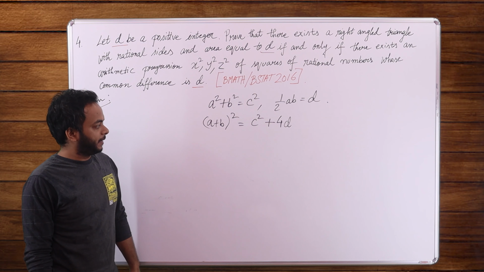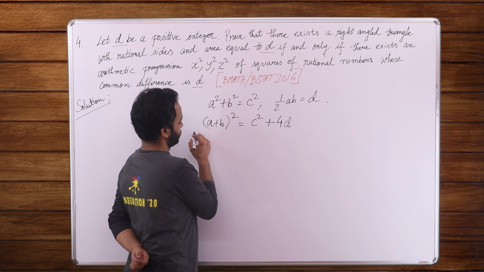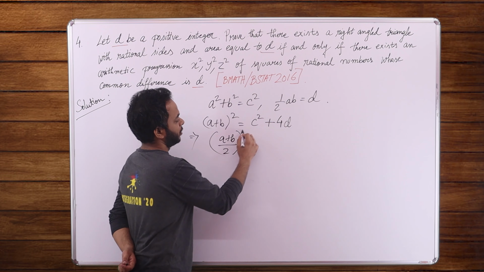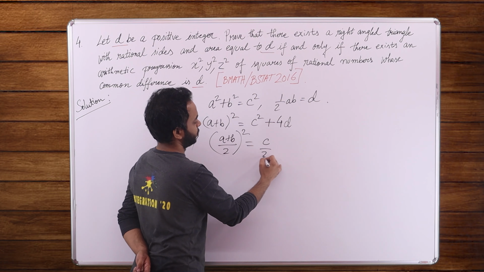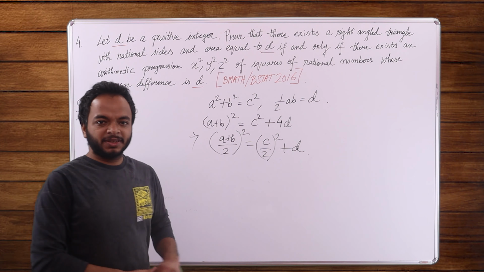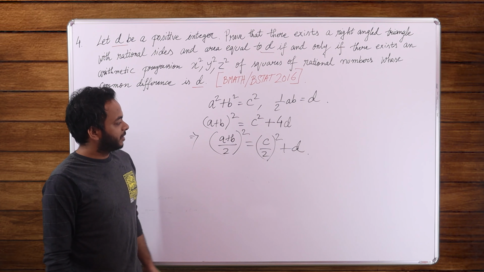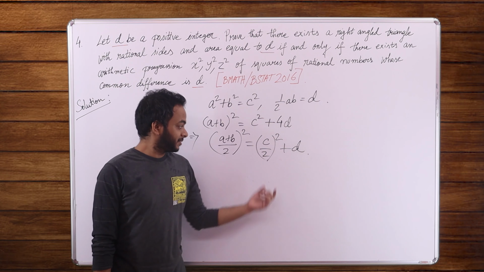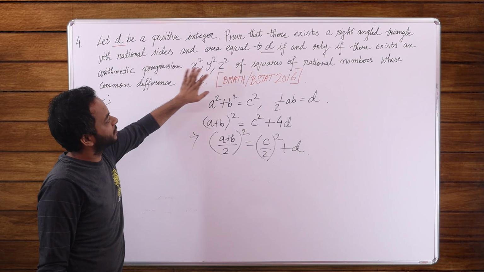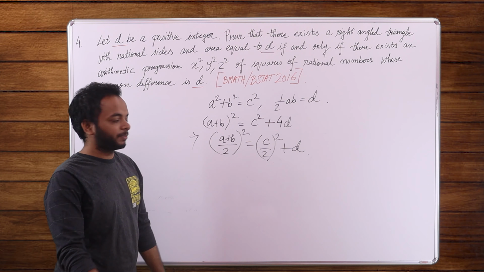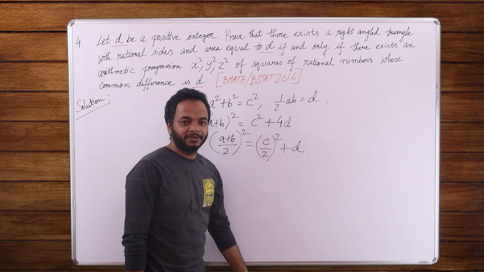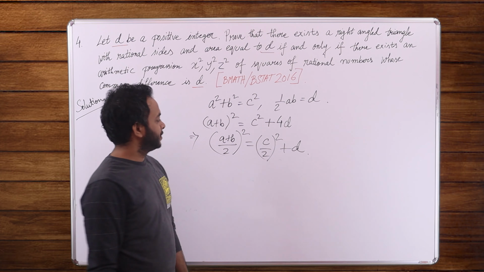Now as I told you, just divide it by 4, so you get a plus b by 2 whole square is equals to c by 2 whole square plus d. Now this was your hint for the second one, right? Now we have something like plus d. So you see, you need to have x square, y square, z square, which will be in arithmetic progression. And this can be one of the terms, plus d, right? And what can be the other term?